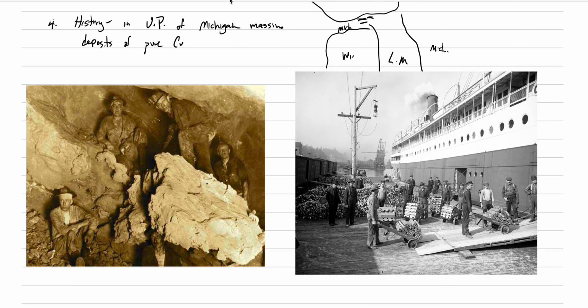Here's a picture of some underground miners, and this chunk right here, that's one whole chunk of copper. You can almost see the irregular mass nature of this. They would get smelted and then shipped off to the east. Here's a freighter that would go through the Great Lakes with all these ingots of pure copper.